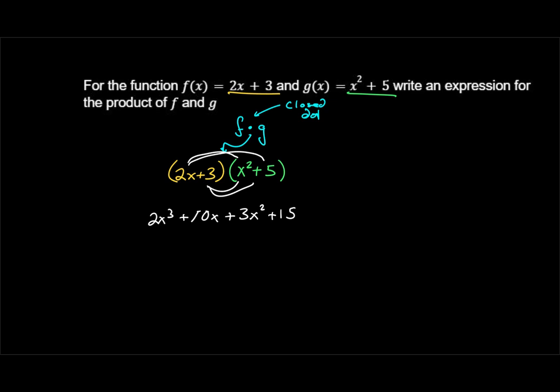It is helpful if you write in standard form as you combine like terms. We don't actually have any like terms in this expression, so just writing in standard form is nice. So in standard form, we have 2x to the third plus 3x squared plus 10x plus 15.